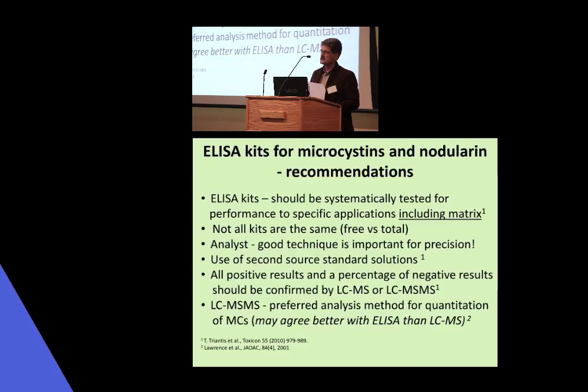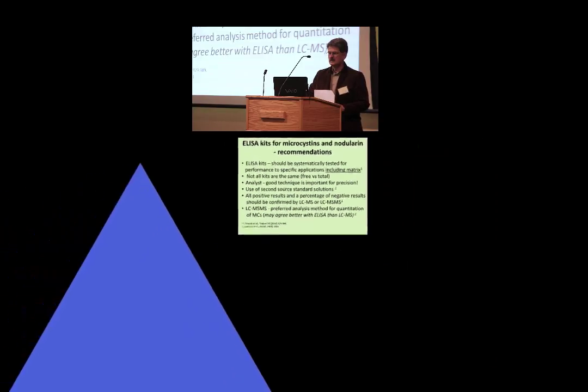The use of second source standard solutions is always a good idea. In the laboratory, we always use 2 sources of standards because there's always a chance you're going to get a standard that's not what it says it is. That happens more times than not. All of the positive results and a percentage of the negative results should be confirmed by LC-MS or tandem mass spectrometry. And right now, the preferred method is LC tandem mass spectrometry just because it eliminates a lot of the interferences that can be present with LC-MS.